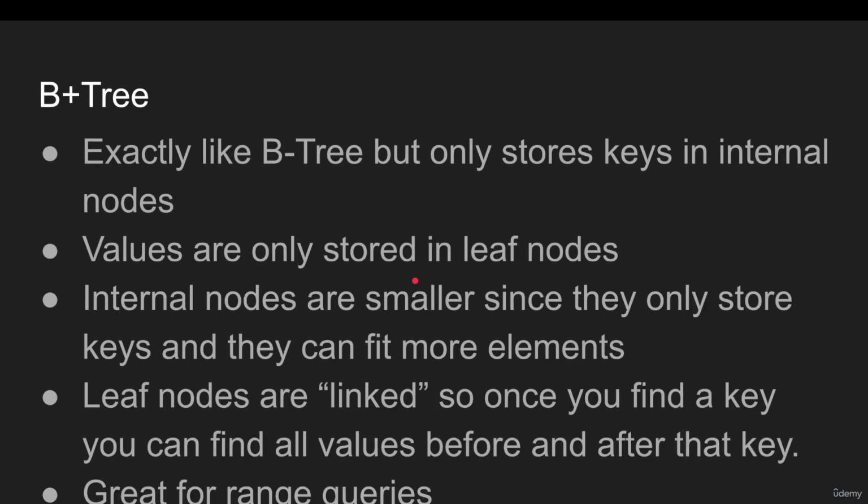So B+trees, it's exactly like a BTree, but it only stores the keys in internal nodes and obviously the root as well, right? For some reason, I think internal nodes also kind of include the root. I believe there is a little bit of a nuance of difference, but who cares? It's the same thing, right? If we think about this, values are only stored in leaf nodes.